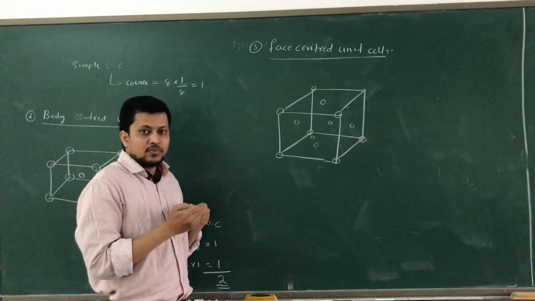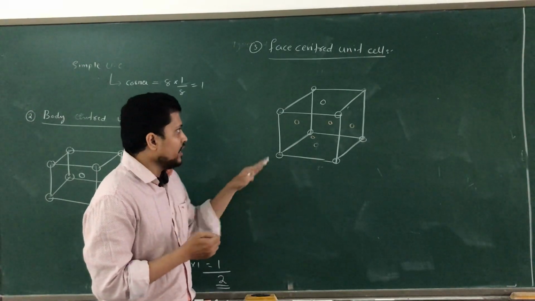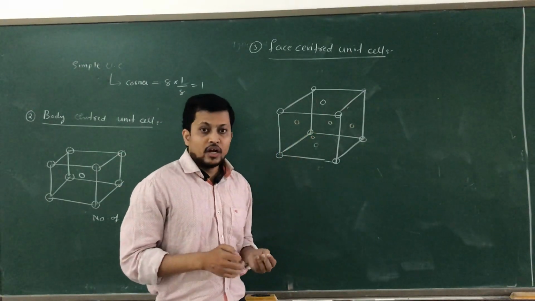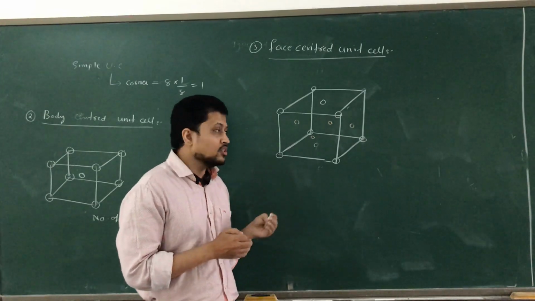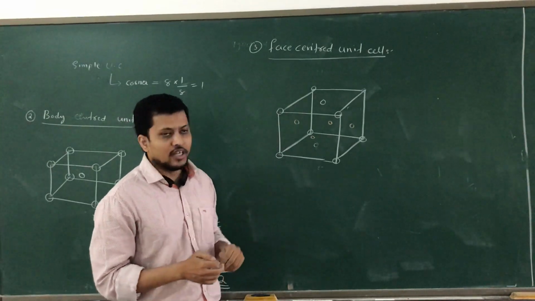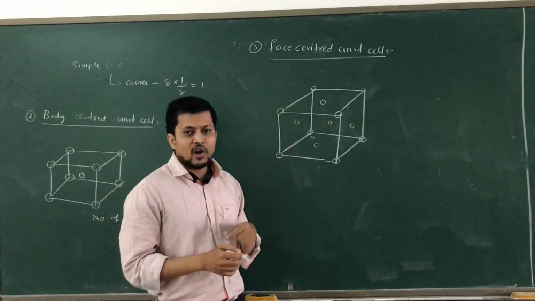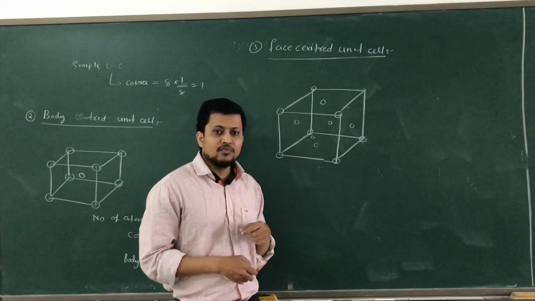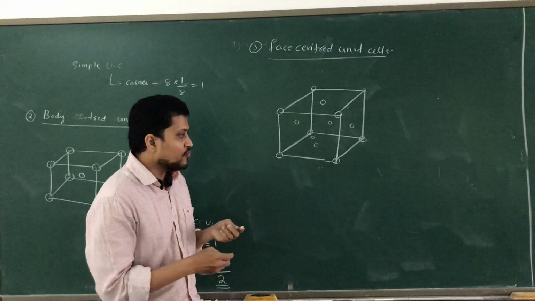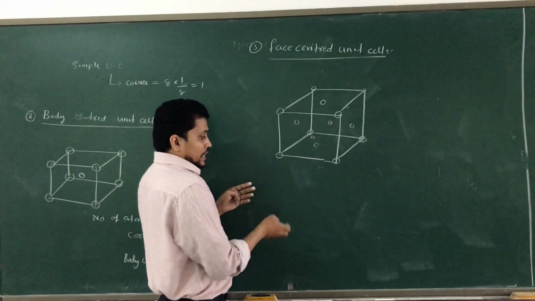So 6 atoms are there on the face and 8 atoms are there on the corner. Now how many total atoms belong to this particular face center unit cell? So already we know about the corner atom. But for the face atom, if you are talking about the face atom, so face atom is present on the face.